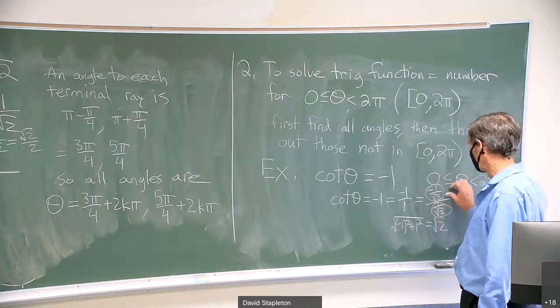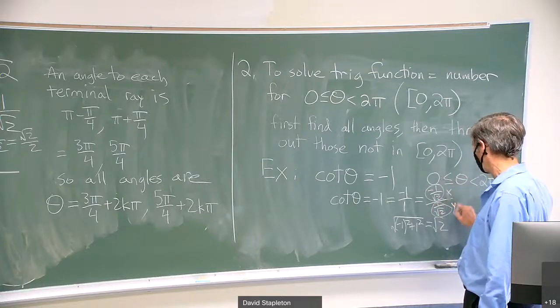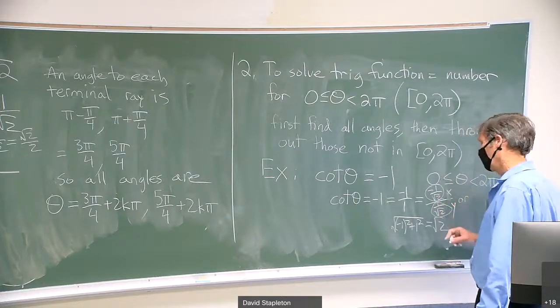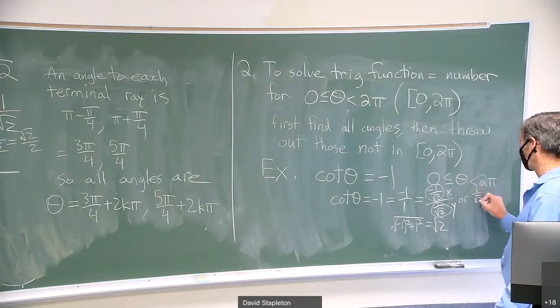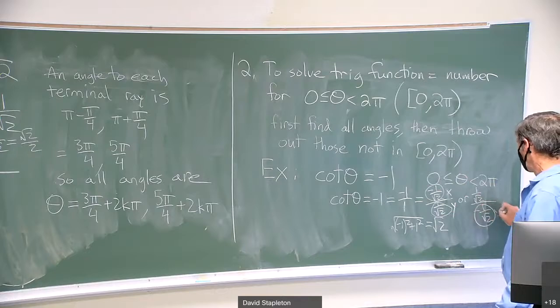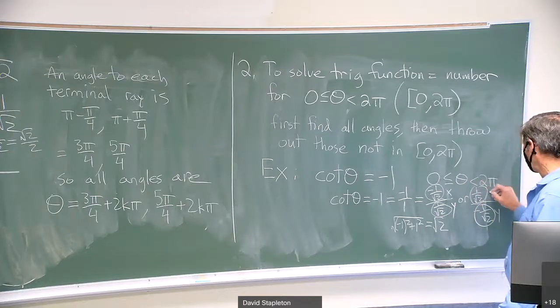I'm sorry, cotangent is x over y. This could be the x coordinate and this could be the y coordinate. Or I can take minus this over minus this, and it's the same ratio. I could have 1 over square root 2 for x and -1 over square root 2 for y. And these points will be directly opposite each other on the circle.